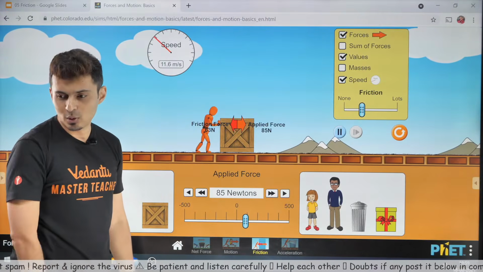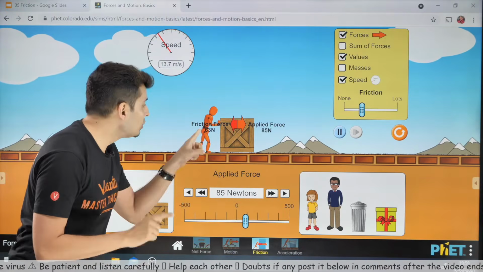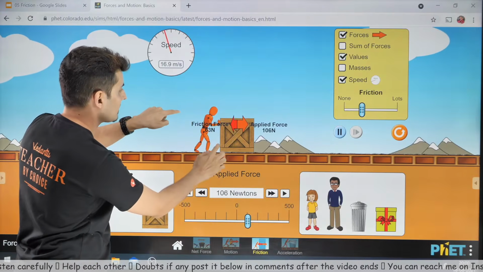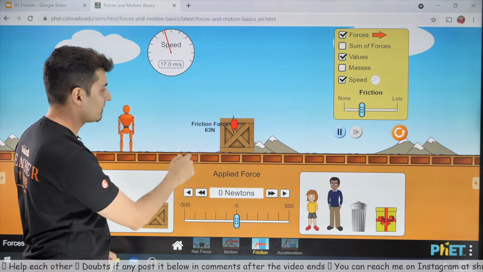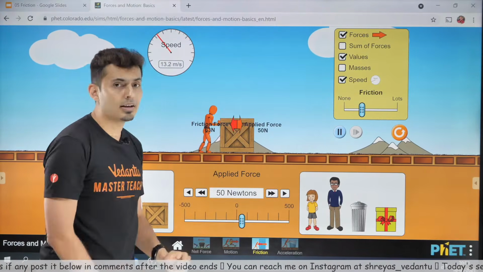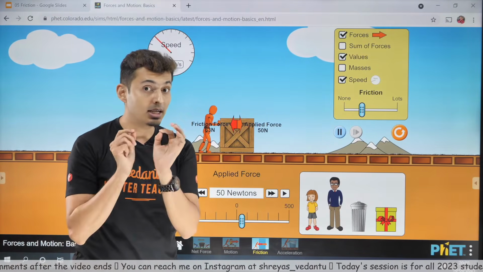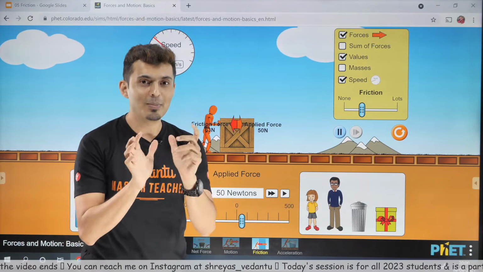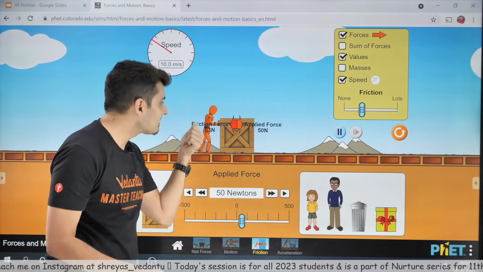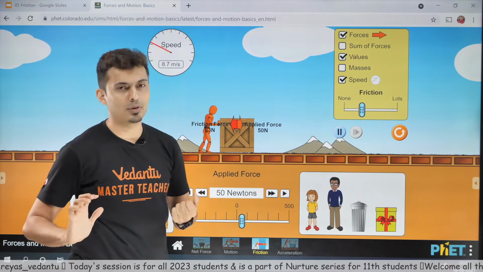Now observe one more thing. Do you see this frictional force? I don't know whether it is visible to you, but it's 63 Newton. Look at this, it's 63 Newton. Even if you apply any force, it remains 63 Newton. That means once the objects begin to slide, the kinetic friction does not change its value, it remains constant.